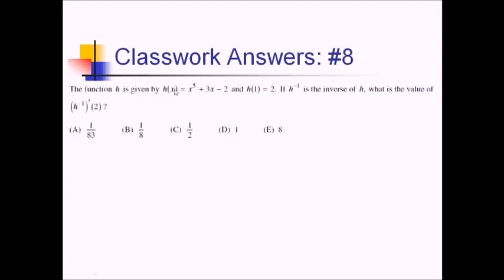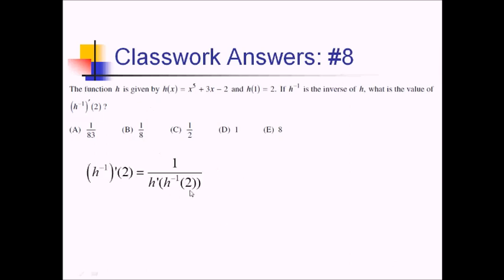On this problem, h is given by x to the 5th plus 3x minus 2. H of 1 is 2. And we've got h inverse here. We want to know the value of the derivative of h inverse of 2. To figure this out, we'll use our inverse derivative formula. So that's going to be 1 over h prime of h inverse of 2.